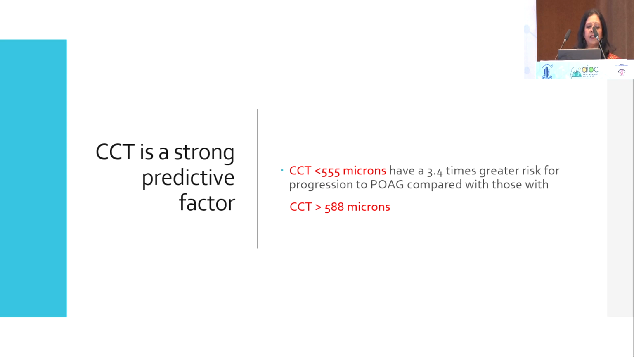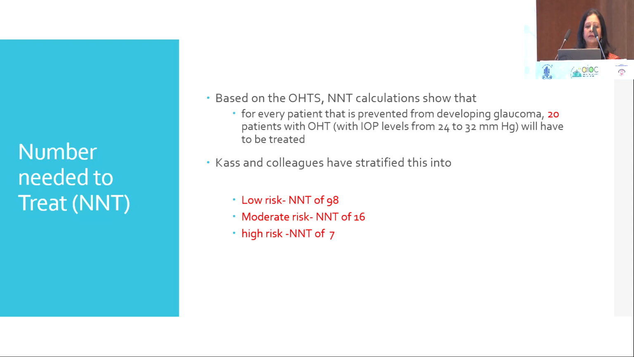In the study, we all know that CCT was a very strong predictive factor. A CCT less than 555 microns had a 3.4 times greater risk of progression to POAG. But how does this translate to the Indian scenario, where the average corneal CCT in the Indian population ranges between 520 to 540 microns?